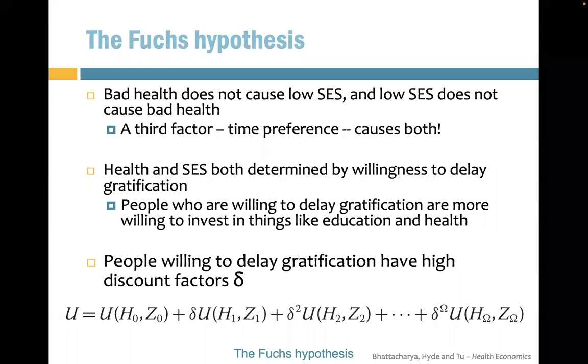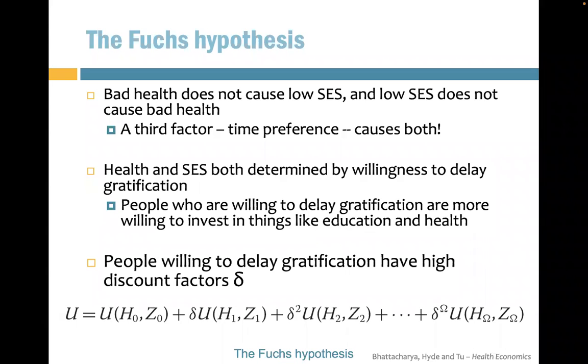And the Fuchs hypothesis says that this time preference, in terms of how you value the utility between today and the future, is the reason that changes people's decisions today and leads to disparities in both health and SES.